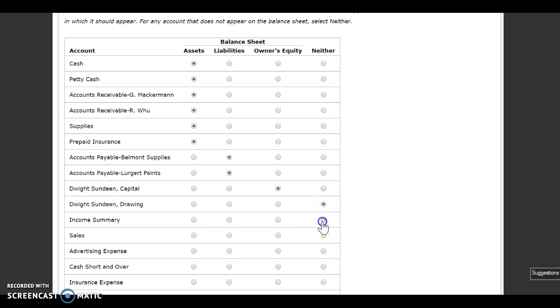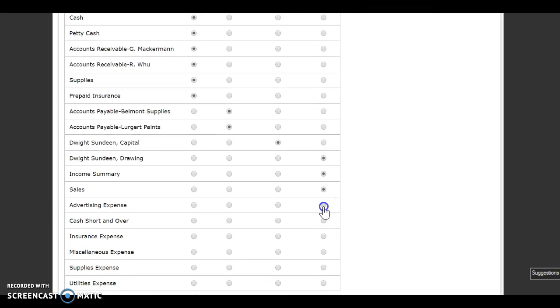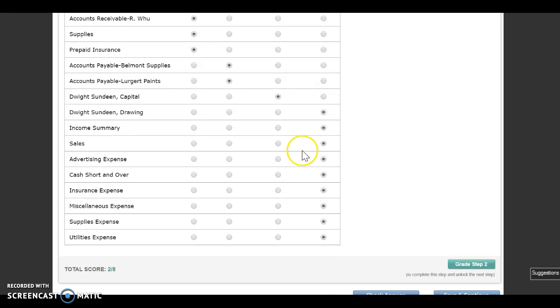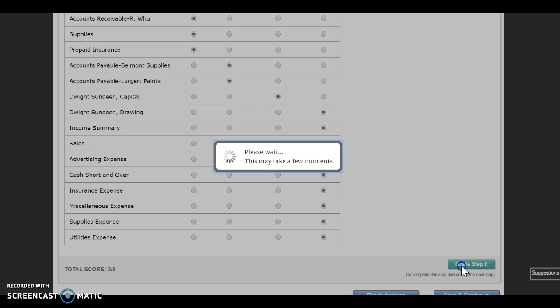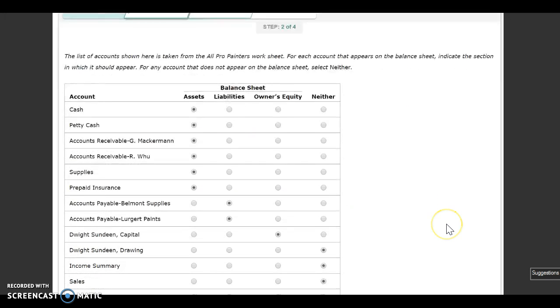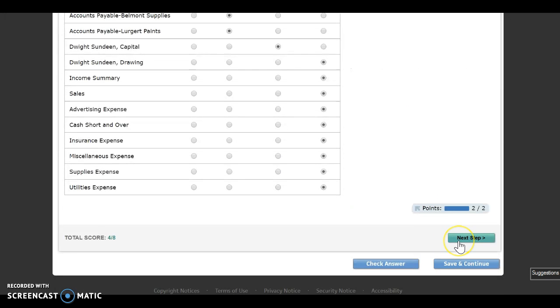Income summary is neither. Sales is a revenue, so neither. And then we get into all of our expenses. So the rest of those are all neither as well. Remember, for this drawing one, we factor it in to figure out what the capital is, but we don't actually put the drawing on the balance sheet. So this I will be able to tell who was paying attention and who wasn't. Next step.